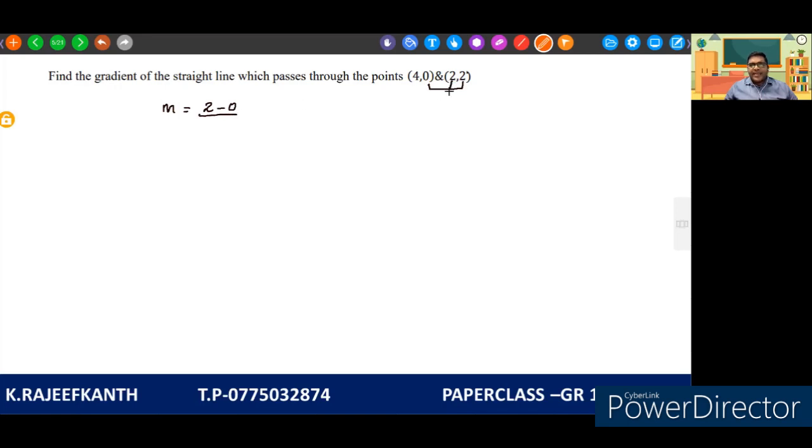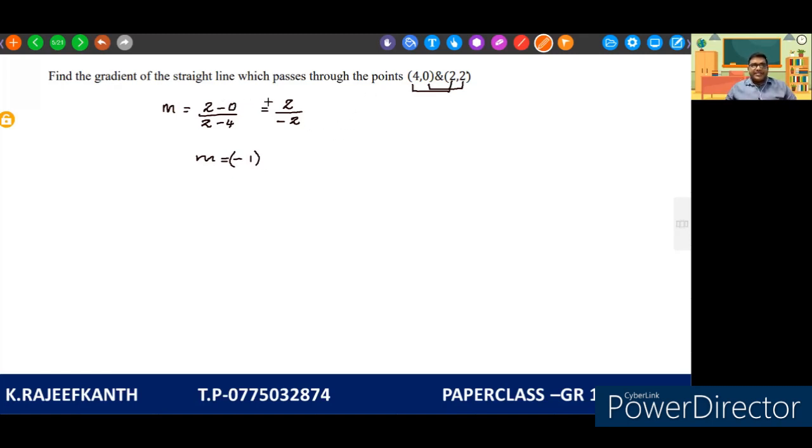Then difference of x coordinate: 2 minus 4. So 2 minus 0 over 2 minus 4. Here 2 minus 0 is equal to 2, and 2 minus 4 is equal to minus 2. Then m is equal to minus 1. Then the gradient of this line is minus 1.